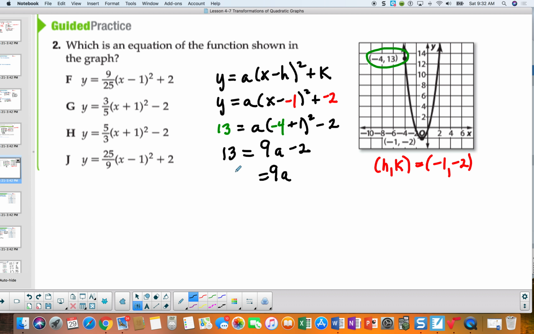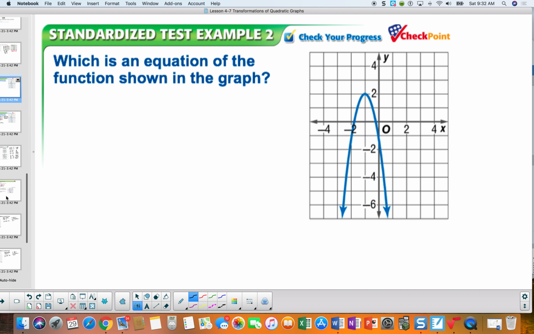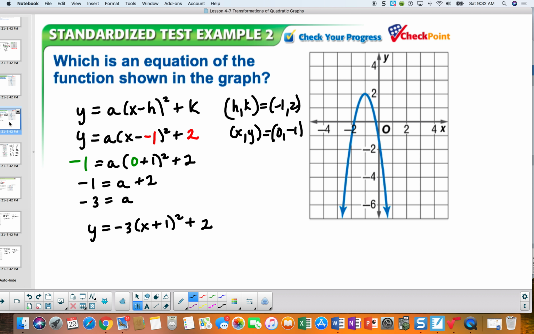9a is equal to 15. So a is equal to 5/3. So I'm looking for an a that's 5/3. There's only one a that's 5/3, and it's right here. And it does share my x plus 1, and it has the -2 where I want. All right, what is the equation of the graph? Pause to see what you can do. And here's the answer.